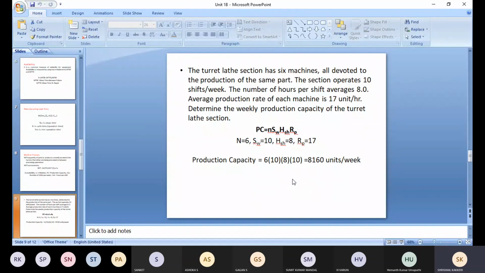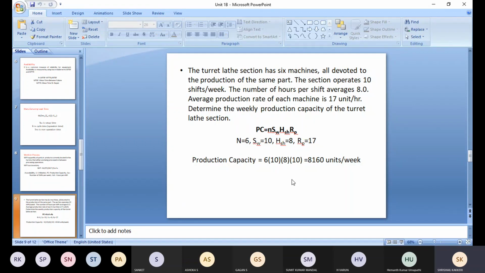A turret lathe section has 6 machines. That means the number of machines will be 6, all devoted to the production of the same part. That means to say it is a job shop production. For the entire shift or the entire month, the type of production will be of the same type. Okay, it is a job shop production.